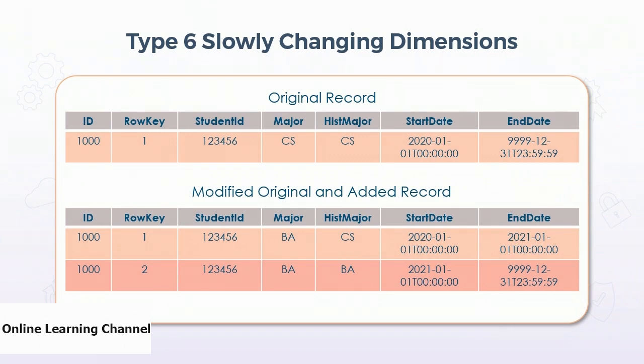This is in line with type 2. Additionally, in this example, the major field has an additional field called hist major, which stores the previous values of major at the time of the change. And this is in line with type 3. By combining these approaches, one can query for historical ranges and also quickly retrieve the previous value of major, which may serve some requirement of the table.